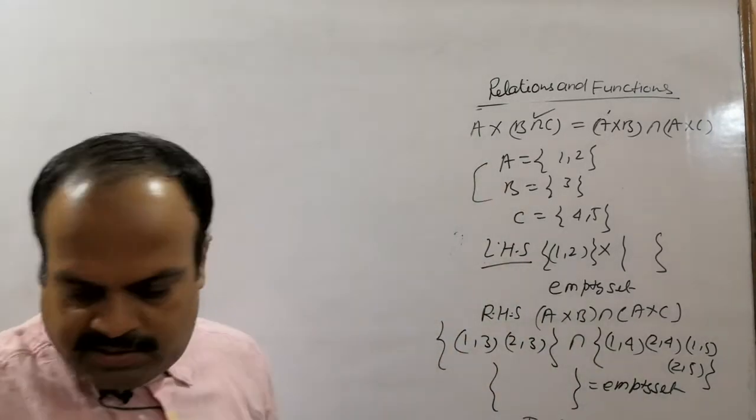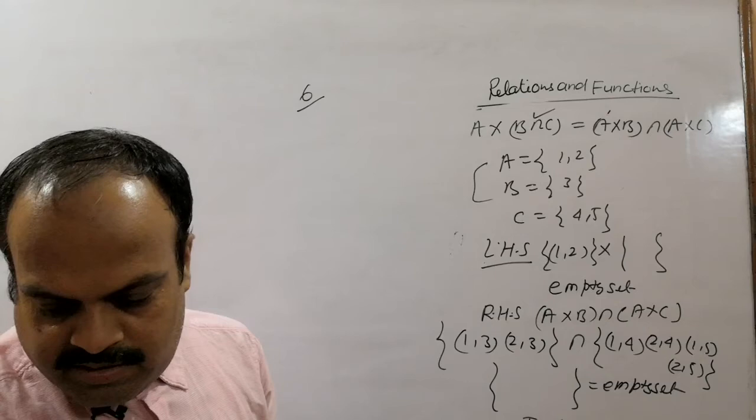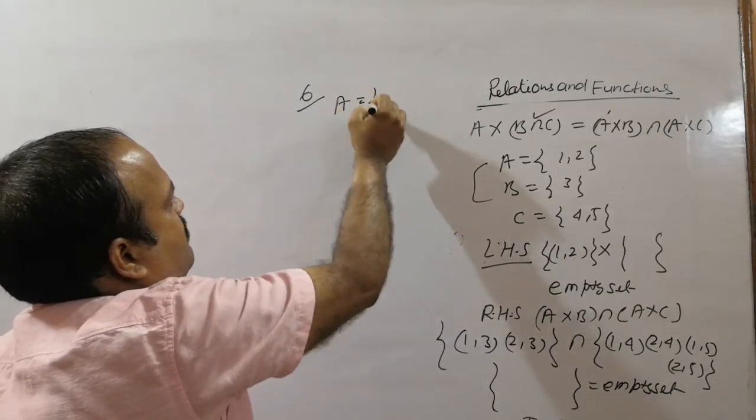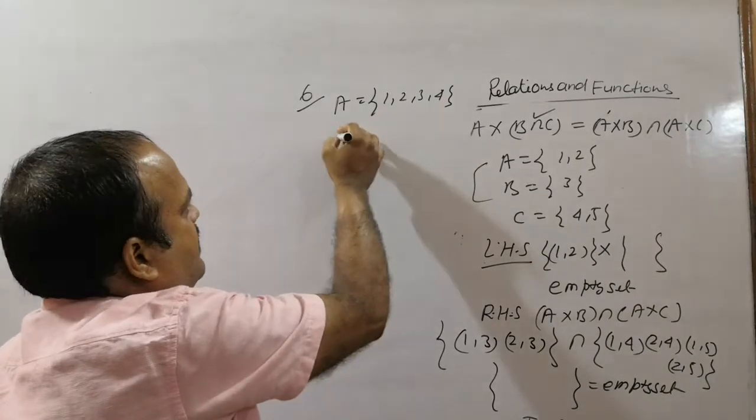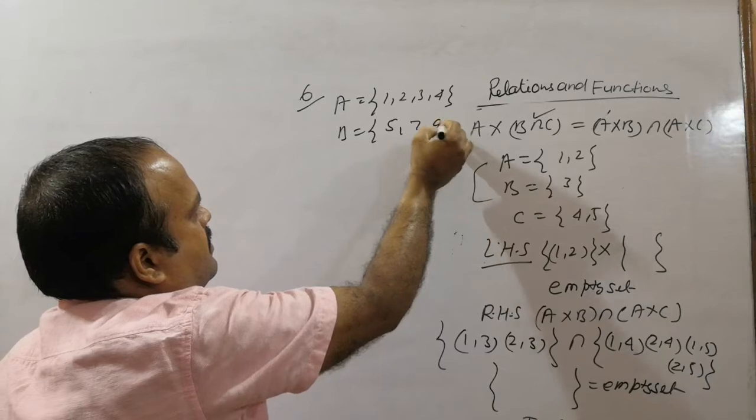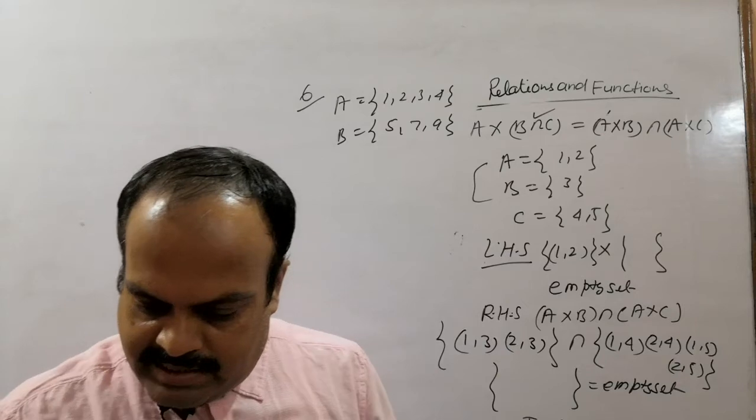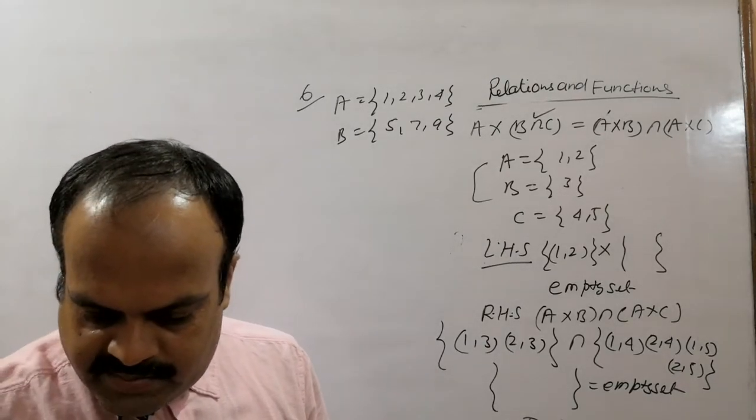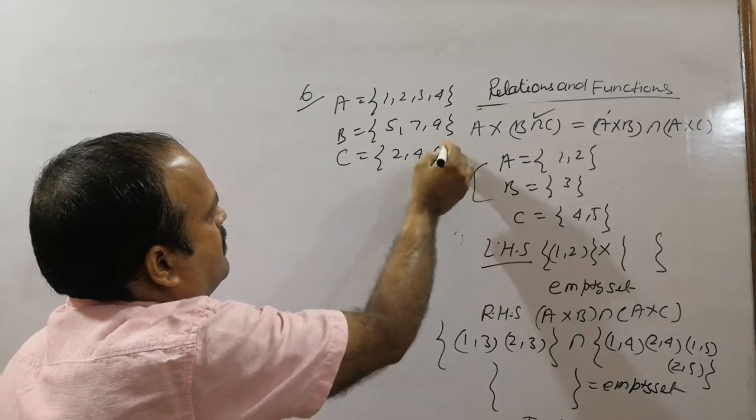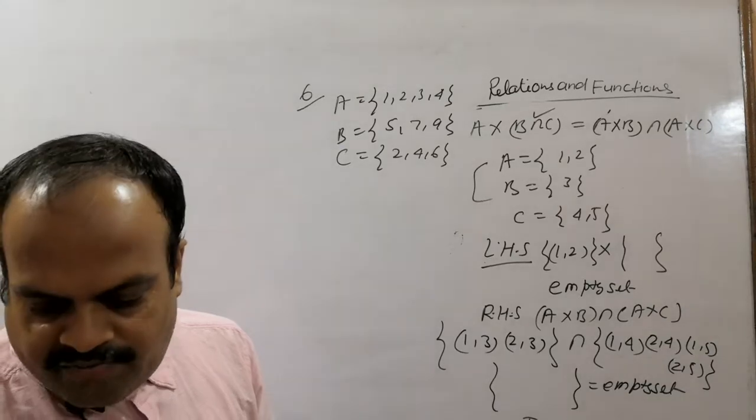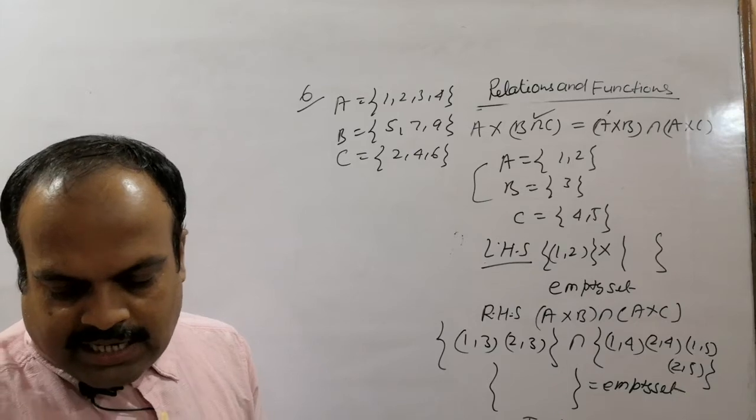Come to the next one. Question number 6. We have set A with 4 elements: 1, 2, 3, 4; set B with 3 elements: 5, 7, 9; set C has 3 elements: 2, 4, 6. Find A cross B, B cross C, C cross A and draw their graphs.